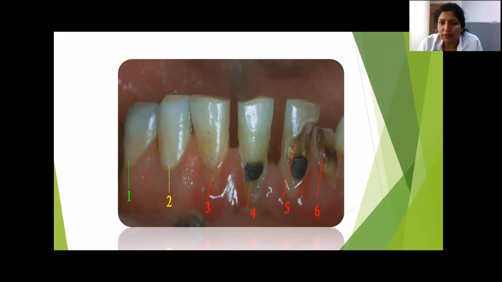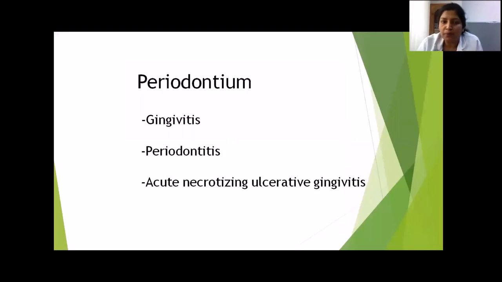And it's a very painful condition that could lead to abscess formation, swelling, and other systemic manifestations as well. The periodontium are the structures which support the tooth. That includes the gum, the supporting bone, and the periodontal ligaments. So gum diseases are very common among tobacco users.